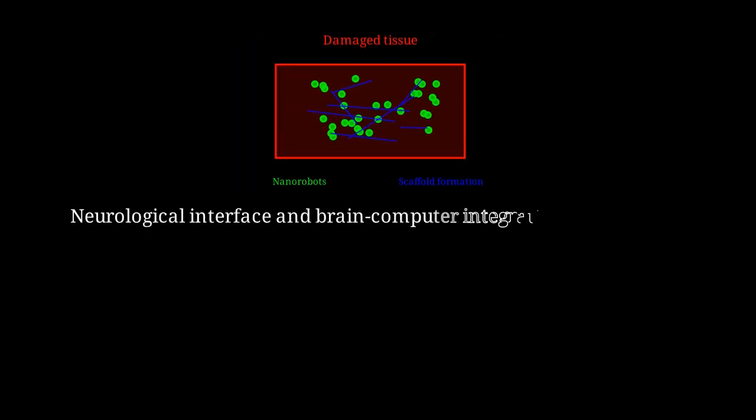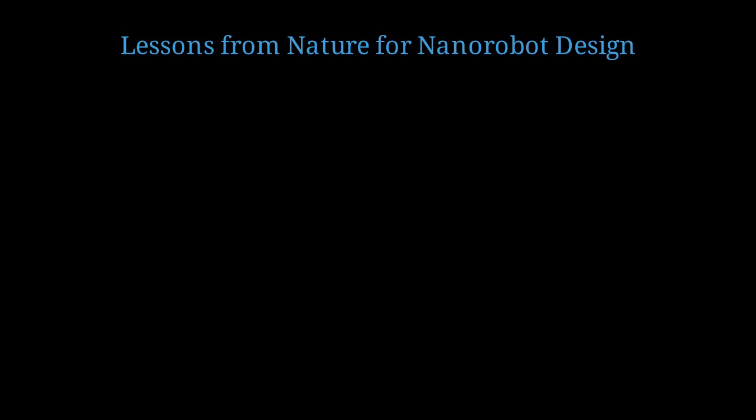At the far frontier, nanorobots interfacing with individual neurons could enable unprecedented brain-computer interfaces, potentially treating neurological disorders or even augmenting cognitive capabilities. Beyond medicine, nanorobot swarms could tackle environmental challenges, breaking down pollutants, capturing microplastics, or cleaning up oil spills with molecular precision. Let's synthesize what nature teaches us about designing effective nanorobot swarms.